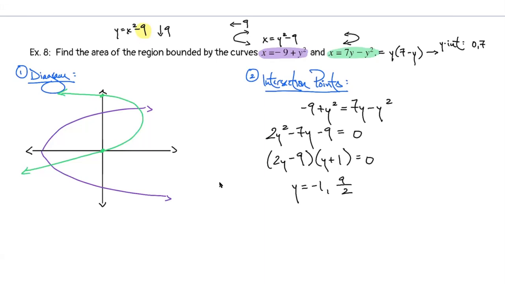And so let's write down those intersection points here. I know that this intersection point, I don't know what the x value is, but I know the y value is 9/2. And down here, I don't know what the x value is, but I know the y value is -1. Okay.